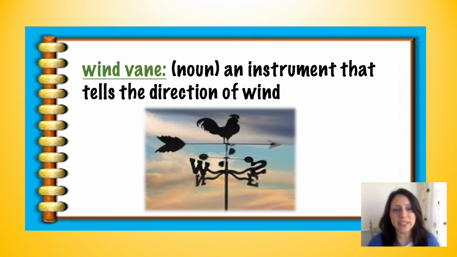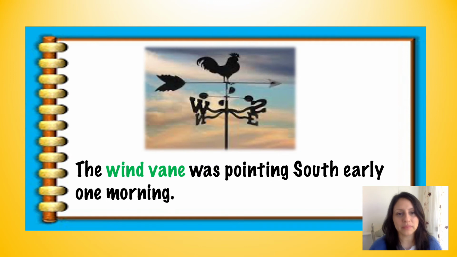Our next word is windvane. It's an instrument that tells the direction of wind. Here's my example of windvane in a sentence. The windvane was pointing south early one morning. Can you think of an example of using windvane in a sentence?